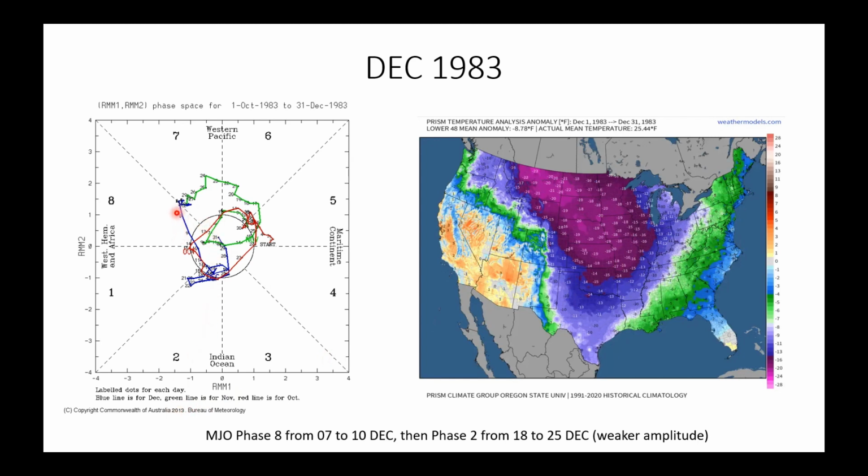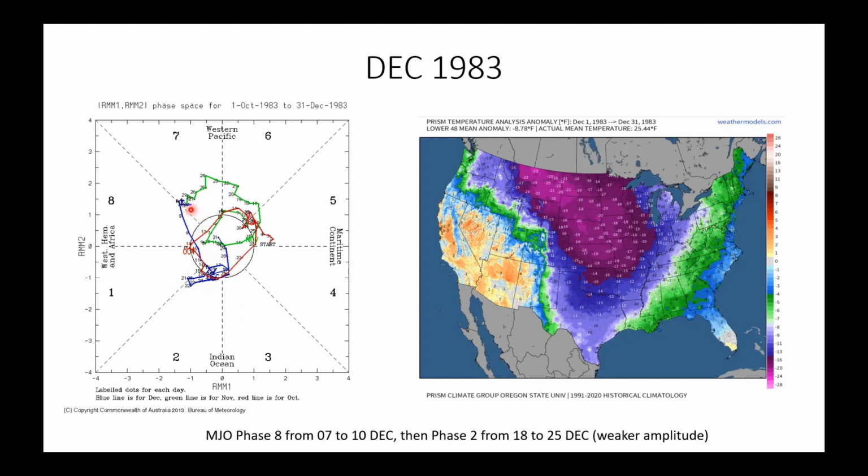Now let's look at this. Where was our MJO in December of 1983? It's the blue line here. Okay. Basically, we had an MJO in phase 8 from the 7th to the 10th of December, and then back to phase 2 out here outside the small inner circle from the 18th to the 25th of December.